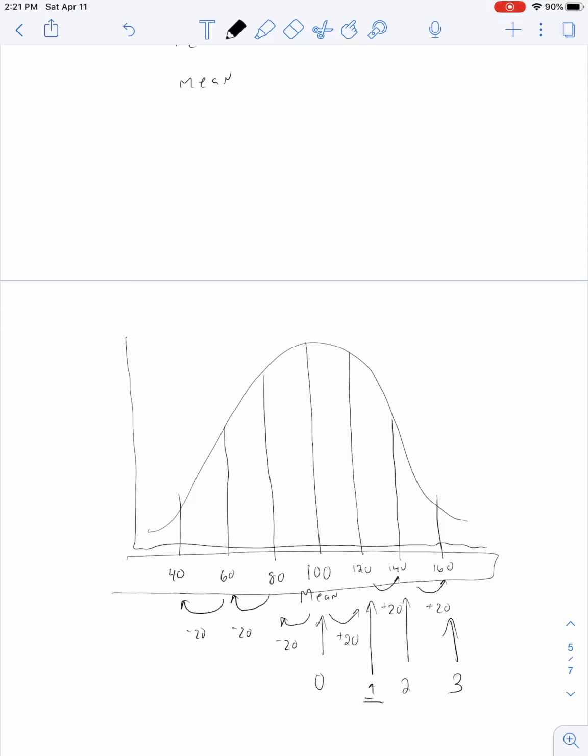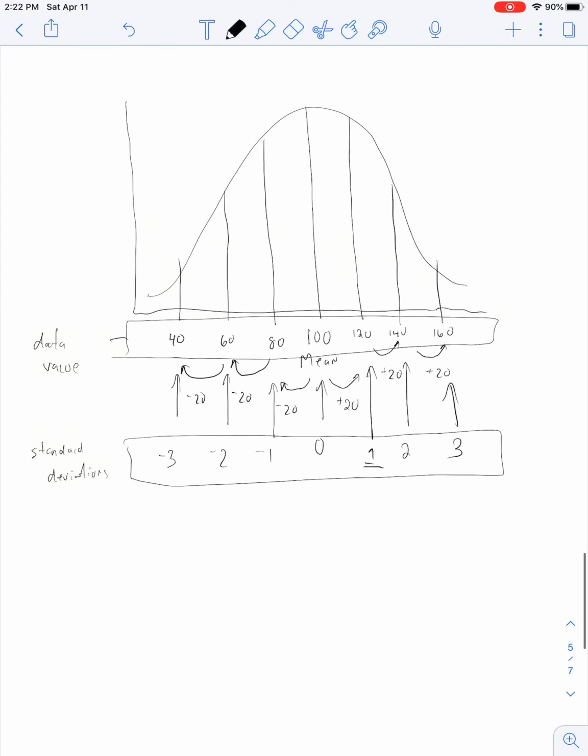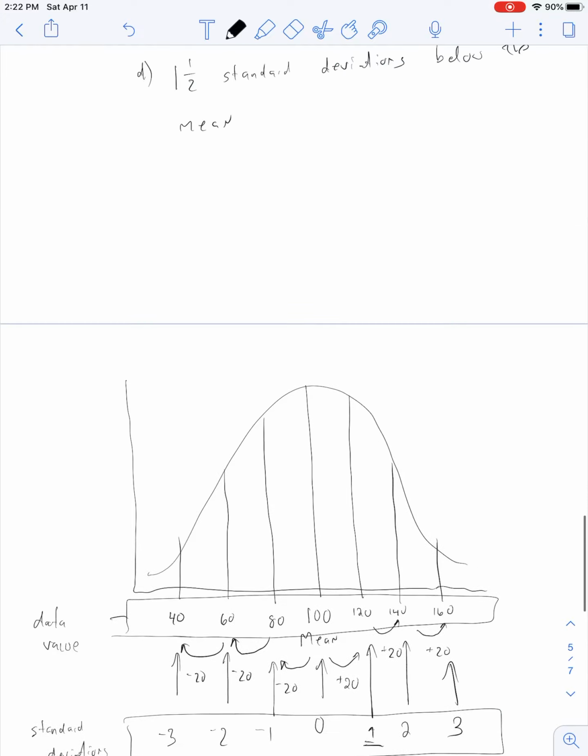So let's look at it a few different ways. We call this our data value. This one right here is -1. That one right there is -2. That one right there is -3. And these right here are our standard deviations. So now we can answer our questions.